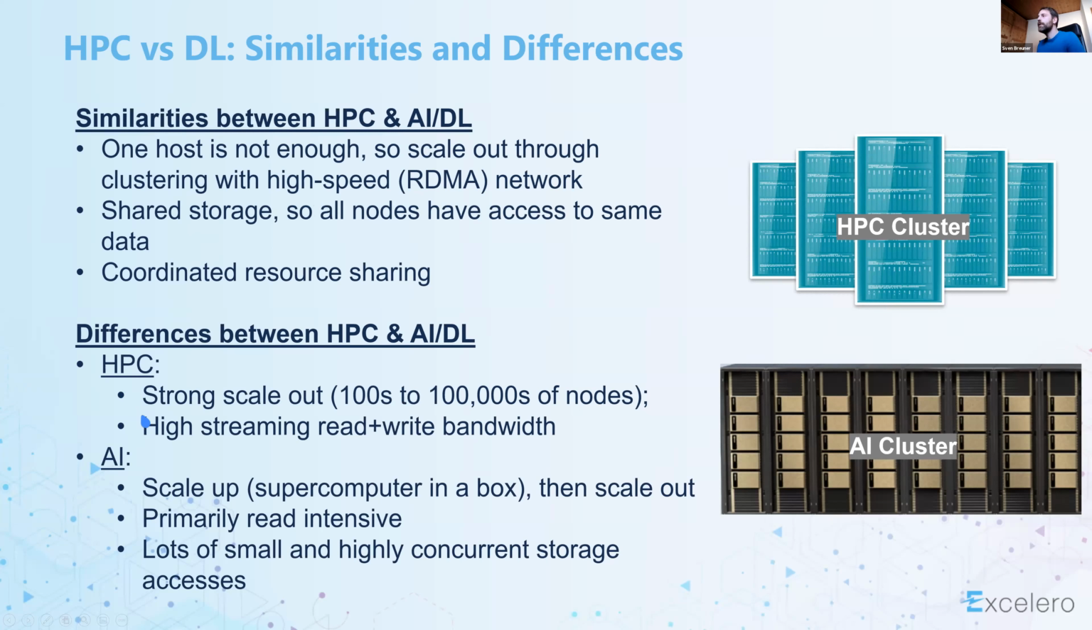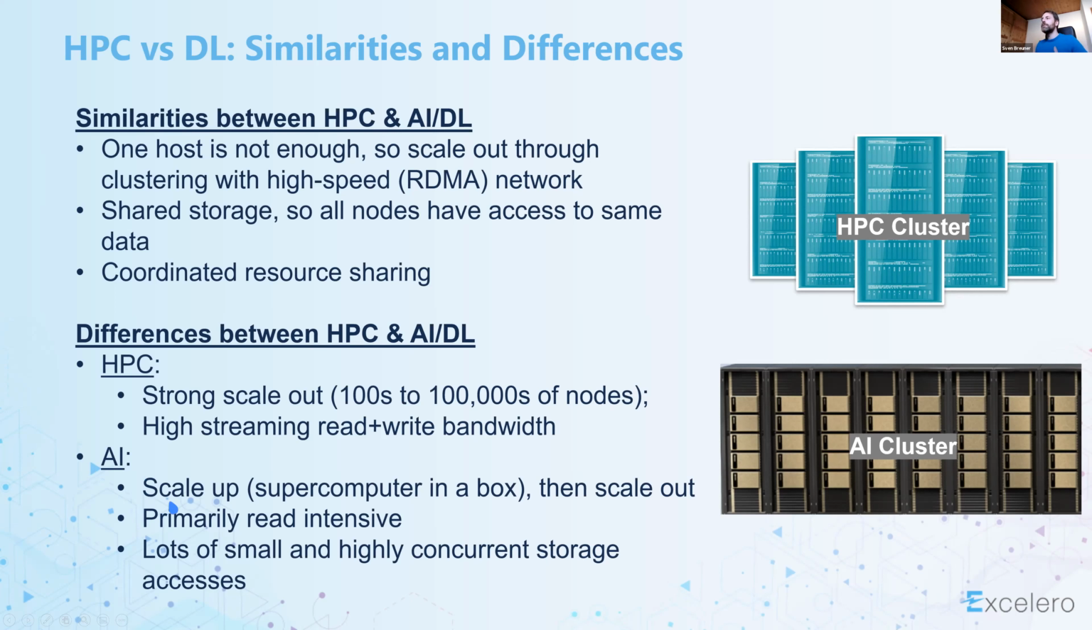But where HPC is usually what I call strong scale out here, meaning the nodes typically are relatively small. You only have 1 or 2 CPUs in a node, and then you easily get to hundreds or thousands of compute nodes. And from the storage perspective, you focus mostly on streaming reads and writes, which works well with spinning disks. This is very different for AI typically.